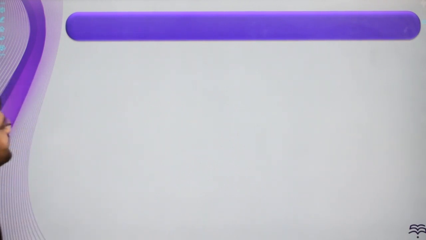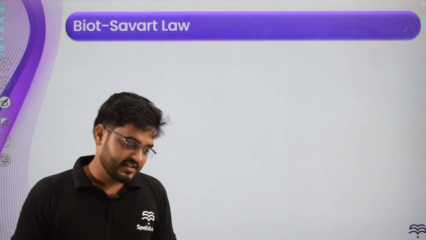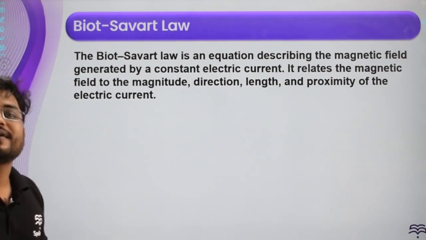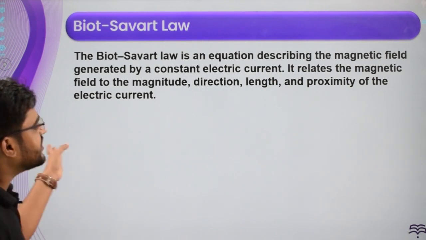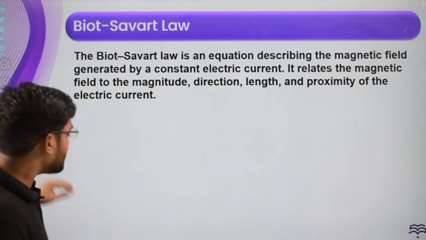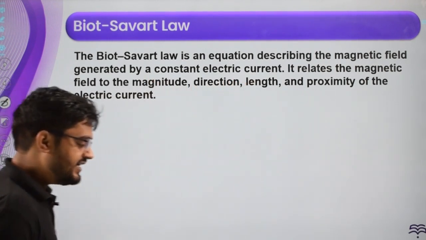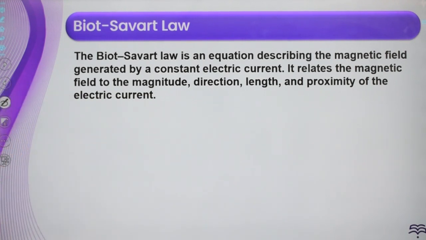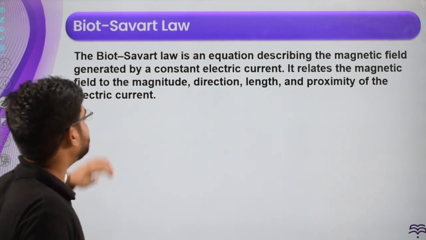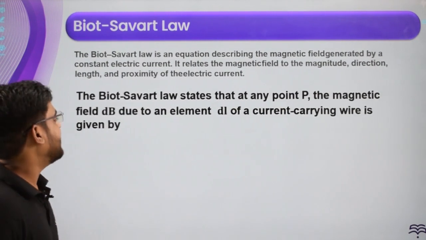For that, we are going to study Biot-Savart's law. Biot-Savart's law tells us that if there is a current element, then how much magnetic field it produces. Biot-Savart's law is an equation describing the magnetic field generated by a constant electric current, and it relates the magnetic field to the magnitude, direction, length and proximity of the electric current. Like if we have the current, then how much will be the magnetic field?